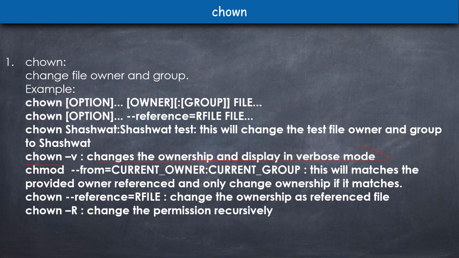Suppose I have a file, test file 1, and I want to change the owner of that from Shashwat to Sripar. I'll do chown Sripar colon Sripar, that is user and group, and the file name, which is test1. This will change the owner of test1 to Sripar and Sripar. So chown and chmod are very useful commands for changing permission of a file.